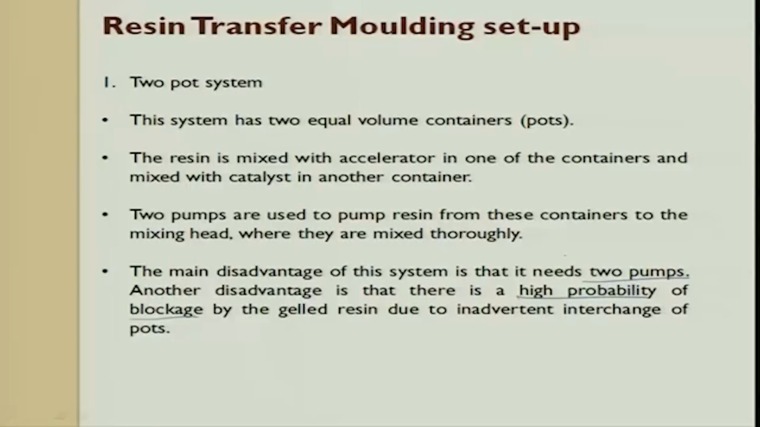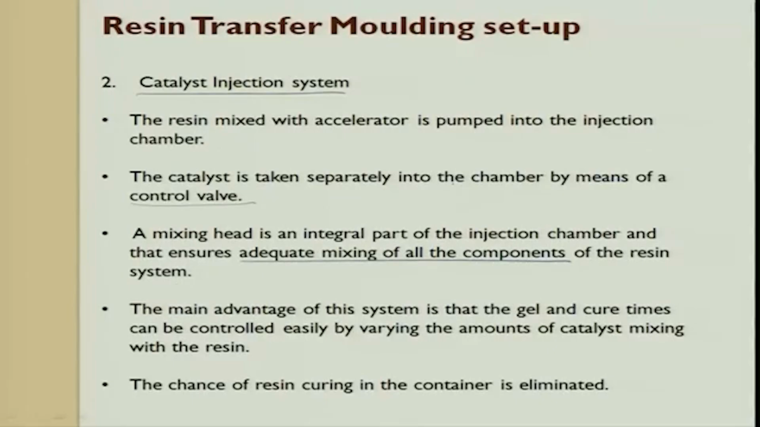In the previous one, the resin is mixed with an accelerator in one container and the mixed resin is mixed with catalyst in another container. So, separate containers were used. Here, we only take the catalyst, keep it separately and then inject it. So, this process gives more time and it is also better than the previous process. The chance of resin curing in the container is to a large extent eliminated.